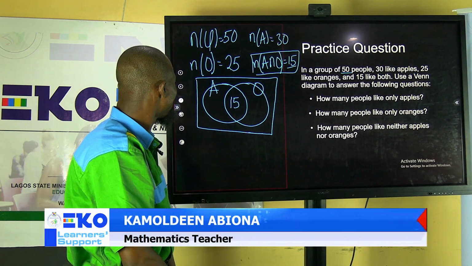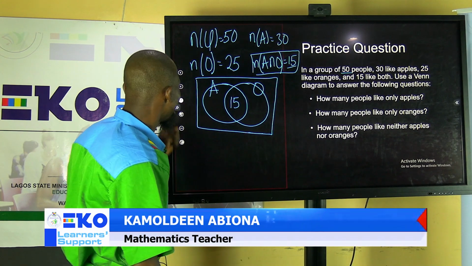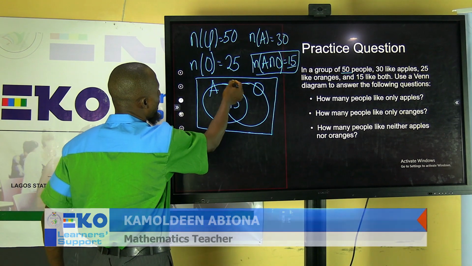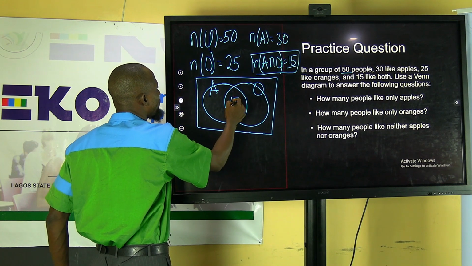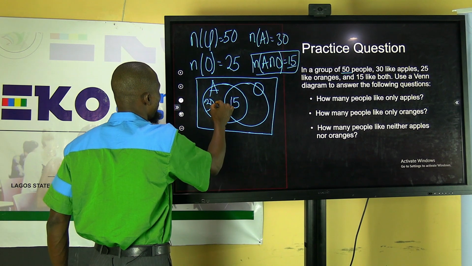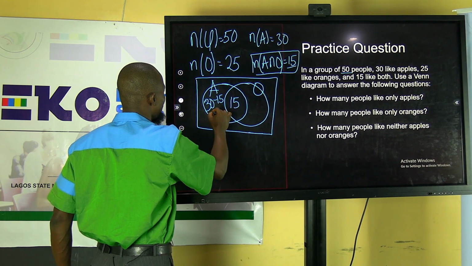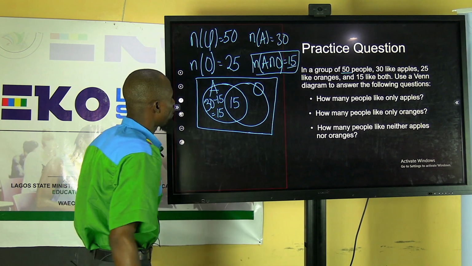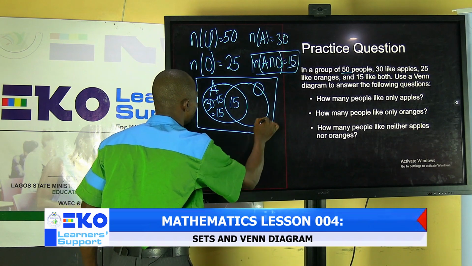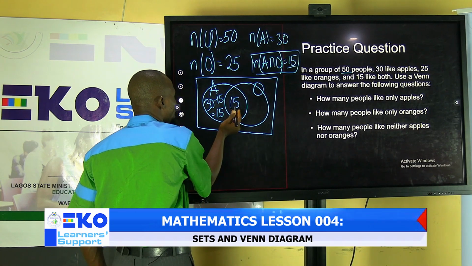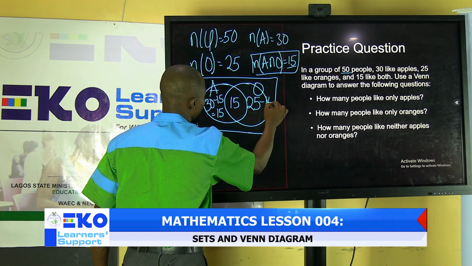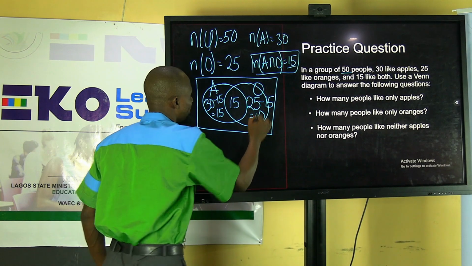All right, so after that, the next thing is to look for those that like apples only and oranges only. Apples only. The whole of apple is 30. Now, 15 of them also like oranges. So for apple only, we have 30 minus 15, and that should give us 15. Oranges only. That is 25 like orange, and 15 of them also like apple. So we have 25 minus 15, and that is 10. All right.